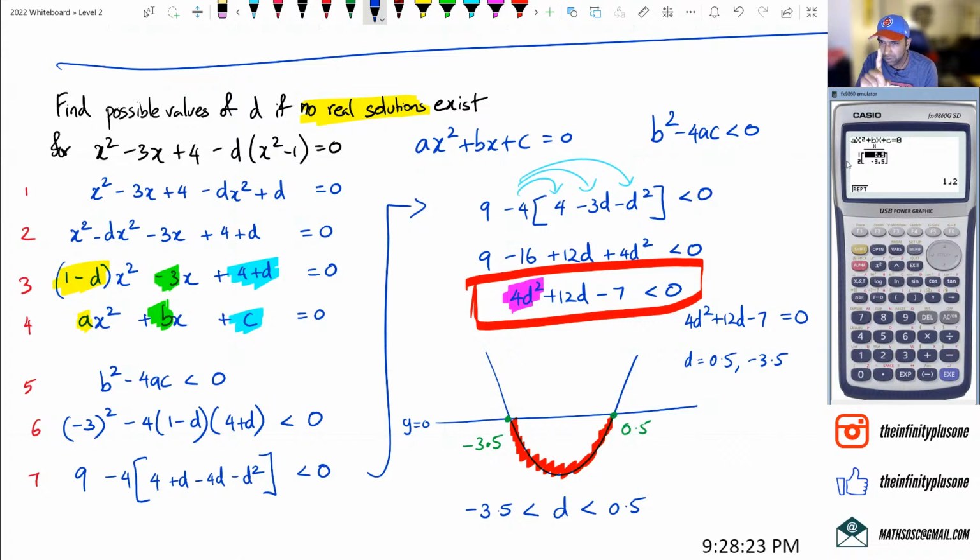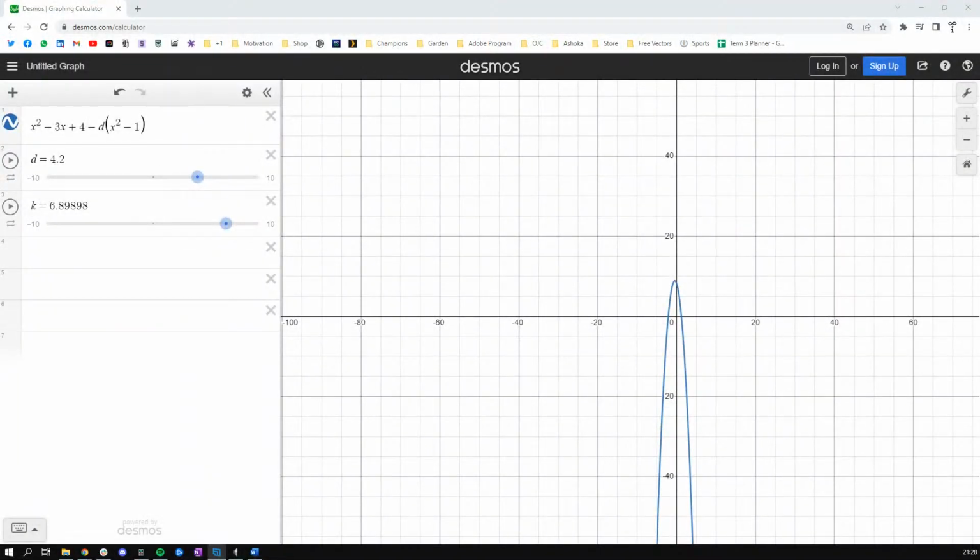Now, keep these numbers in mind, because we're going to go and check this out on Desmos just to see what happens. Okay, where's my desktop's camera? Okay, here we go. Let's get rid of the K. We don't really need the K.